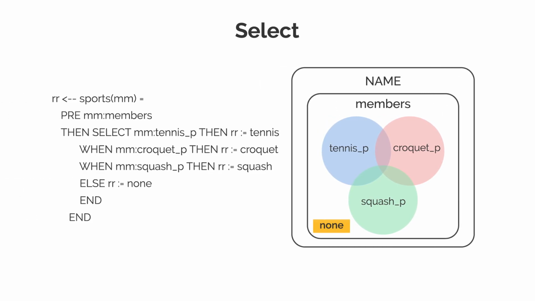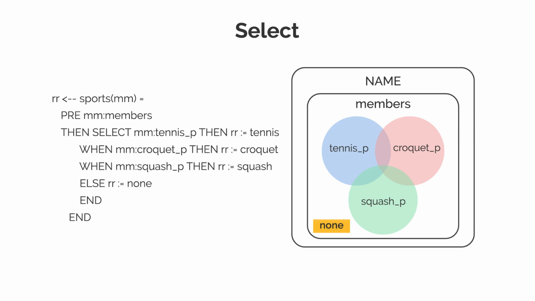Sports MM is an operation that returns the corresponding value via the variable RR and receives a member MM and then executes this select command. If M belongs to tennis P, then RR receives tennis. When M belongs to croquet P, then it assigns croquet to RR. When M belongs to squash P, then it assigns squash to RR. Else, it assigns non to RR.